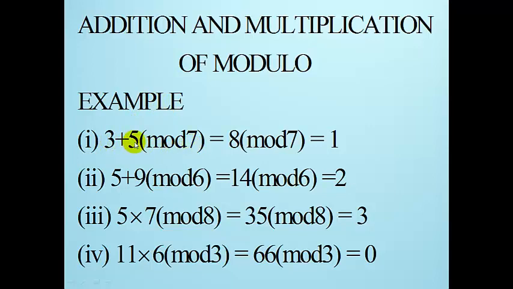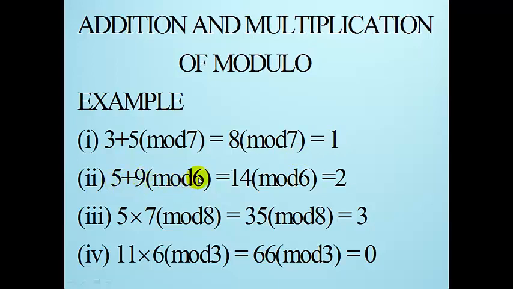Now 3 plus 5 is equal to 8. So 3 plus 5 mod 7 is equal to 8 mod 7, and the answer is 1. Take note that with modulo arithmetic, we are only interested in the remainder. So 8 mod 7 is equal to 1. Why is it 1? We have only one group of 7 in 8, and the remainder is 1.